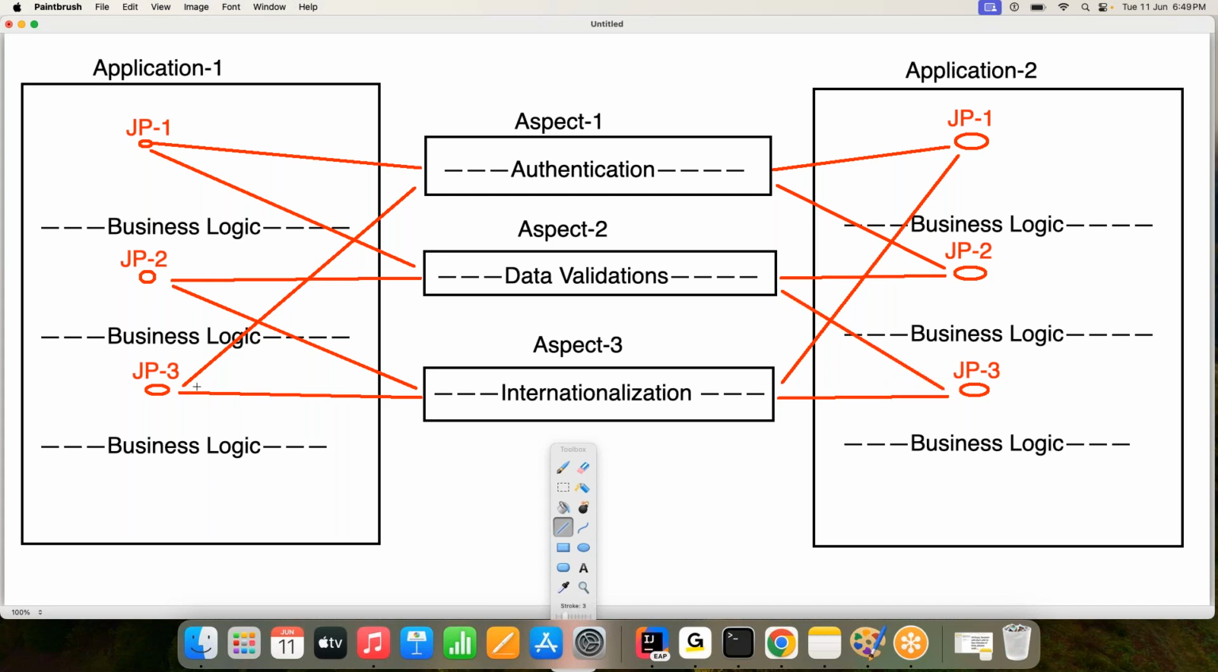Now tell me, in a single application, in application 1, how many times is authentication reused? Come on guys, in application 1, how many times have we used authentication? At join point 1, we have used authentication. At join point 3, we have used authentication or not? That is 2 times. More than 1 time we have used authentication or not? Is it not reusability in a single application?